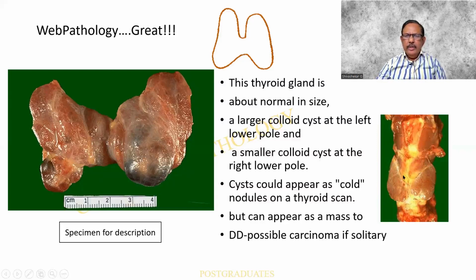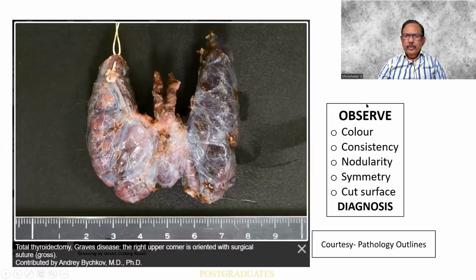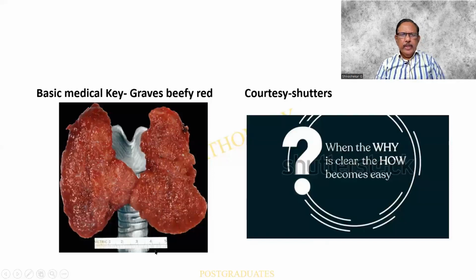The normal picture is given here for comparison. Differential diagnosis will be a solitary nodule. We shall be seeing. So you'll have to do all these things. Now observe the color, consistency, nodularity, symmetry, cut surface, and make a preliminary diagnosis. Thanks to Pathology Outlines, and the author is Henry Fishko. The beefy red, classical color because of increased vascularity. Any of the endocrine lesions will be having vascularity because they are endocrine and there is no duct as such. They directly empty all their secretions into the vascular system.